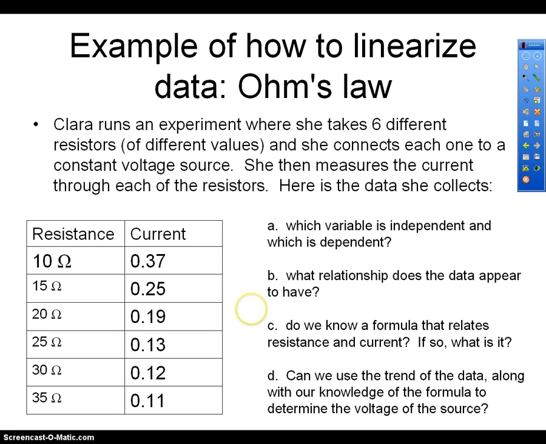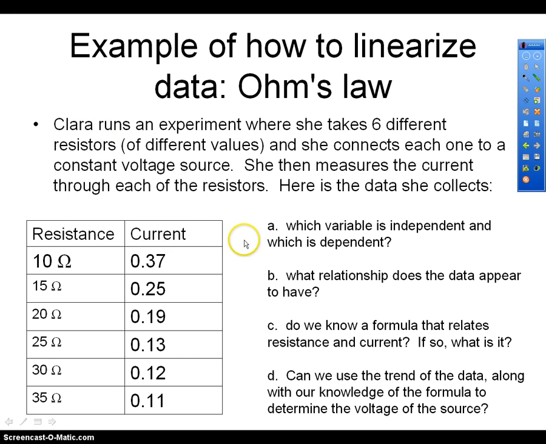So we're going to do an example of this so I can show you how it works, and we're going to use the example of Ohm's law. Ohm's law should be something that you remember from last year. I tried to choose a simple formula and one that you would probably remember. So I'm going to explain the experiment to you.